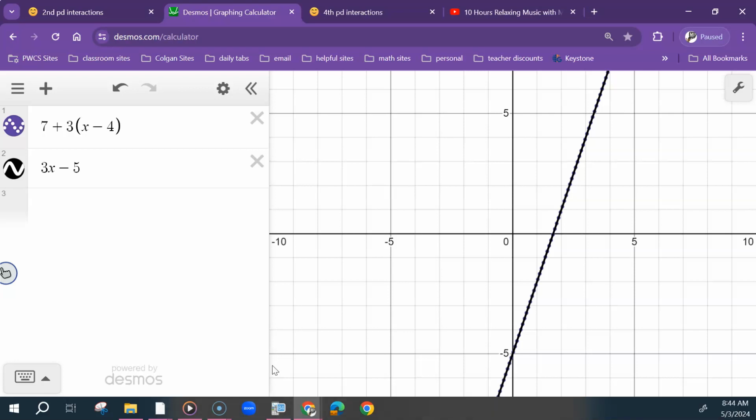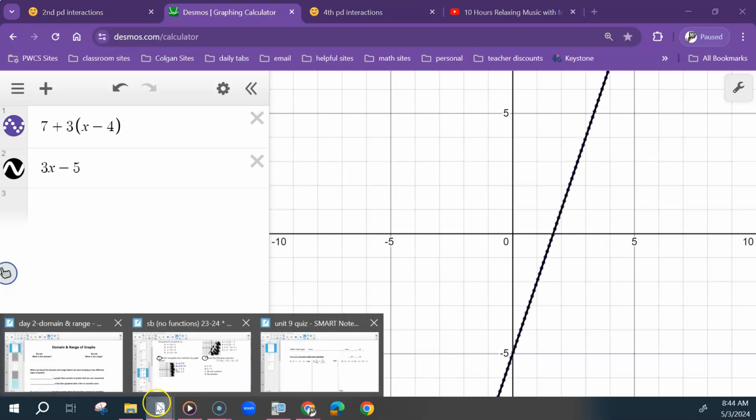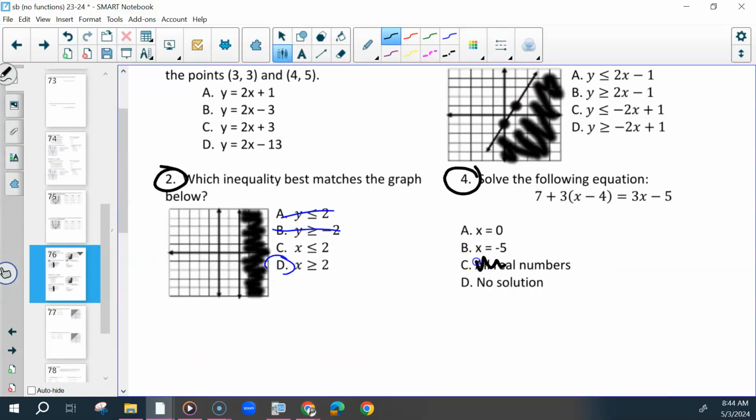So if you use Desmos, make sure you say you used Desmos. If not, make sure you have your work. If it was no solution, it would be 2 lines and they would be parallel. Questions on that one?